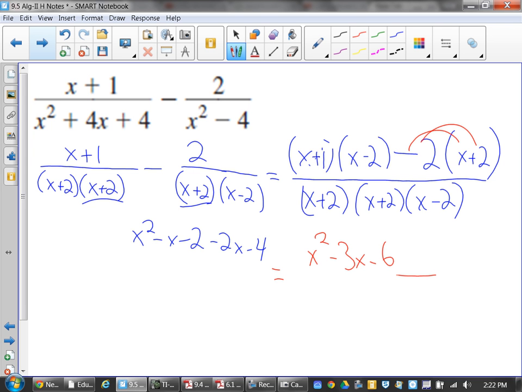minus 6 all over x plus 2, x plus 2, x minus 2. You can take a look at that numerator and realize you can't factor it. What goes to negative 6 that adds to negative 3? You're done. Why don't you do the same to the denominator? What you do with the denominator is you usually leave it in the terms because you can do more things with it. At this point in time, you can tell me my vertical asymptotes.